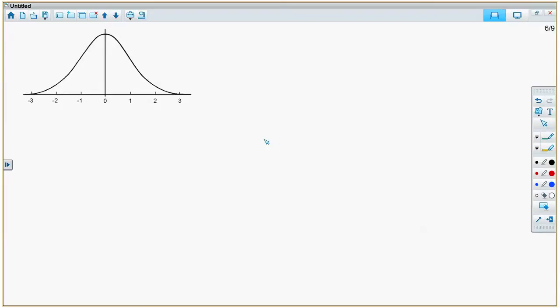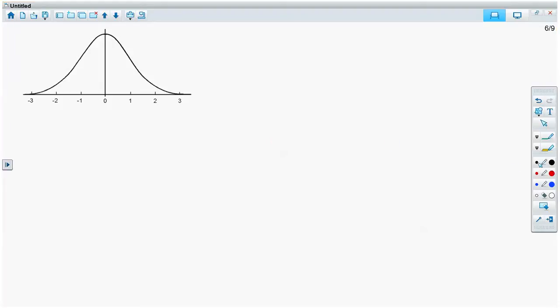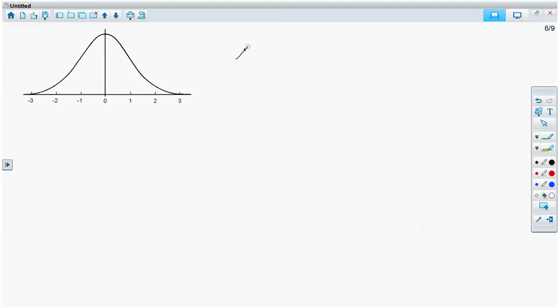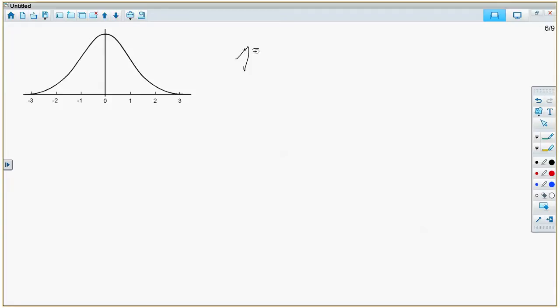Okay. Now, I'm going to say that my mean, this is an IQ score, and the mean is equal to 100, and the standard deviation is equal to 25.